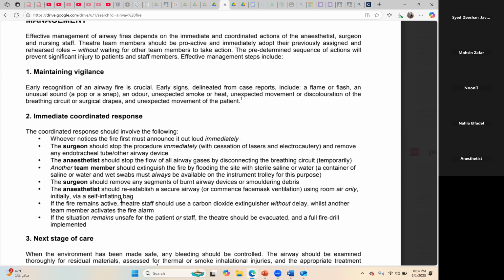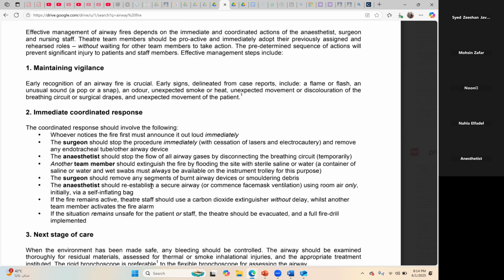Do you know about it? Have you seen it? Is it available in Pakistan? Self-inflating bag. No, sir. Yes, brother, this is the Ambu bag. I was catching you and you are caught. Yes, sir, it's an Ambu bag. Actually, I got a bit angry at that airway fire question. So it's a self-inflating bag, the Ambu bag.